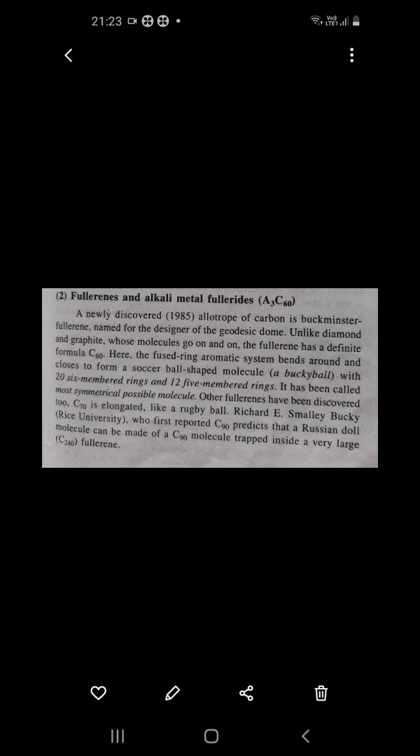Fullerenes and alkali metal fluorides. As you know, it is the second type of superconducting materials. As we know, fullerene is one of the allotropes of carbon, called Buckminsterfullerene. It is a geodesic dome, a very giant molecule, unlike diamond and graphite. Fullerene has the definite formula C60. Nowadays we have C70, C80, C90 also. Its shape looks like a soccer ball or a buckyball. It has 20 six-member rings and 12 five-member rings.